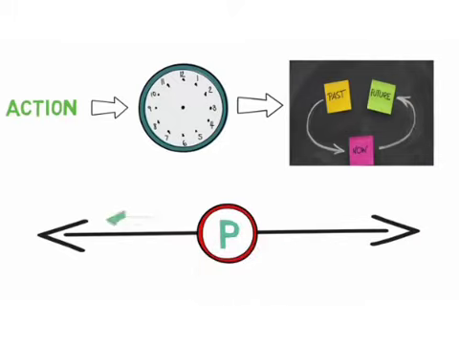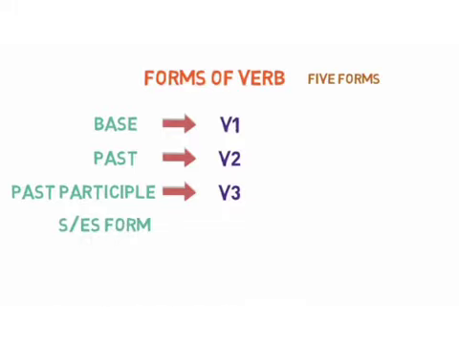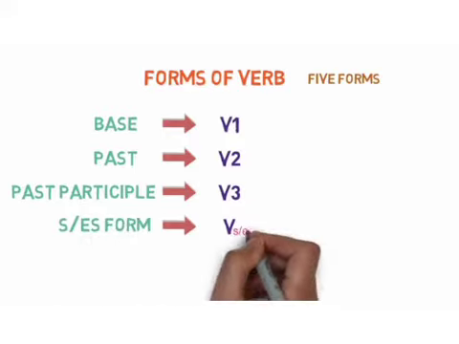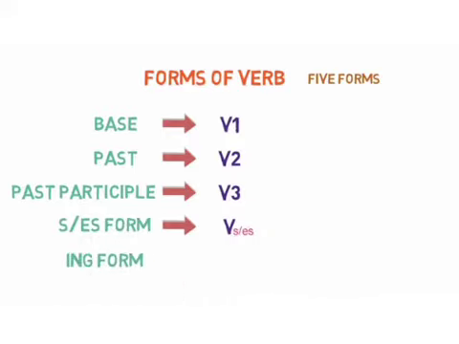Now let's learn the forms of verb. We have got 5 forms, students. First one is the base form, that is V1. Past refers to V2. Past participle refers to V3. The word which ends with S or ES is VS or VES. The ING form of the verb is called VING.